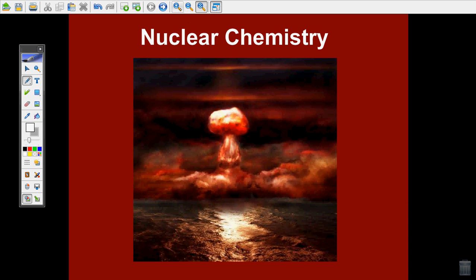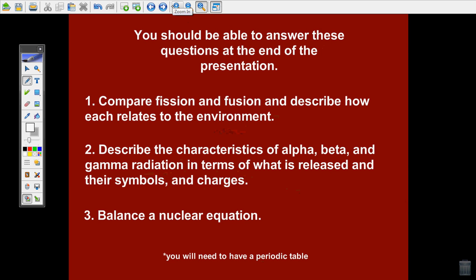This is Unit 4, Nuclear Chemistry. By the end of this presentation, you should be able to answer these three questions. Compare fission and fusion and describe how each relates to the environment. Describe the characteristics of alpha, beta, and gamma radiation in terms of what is released and their symbols and charges, and balance a nuclear equation.